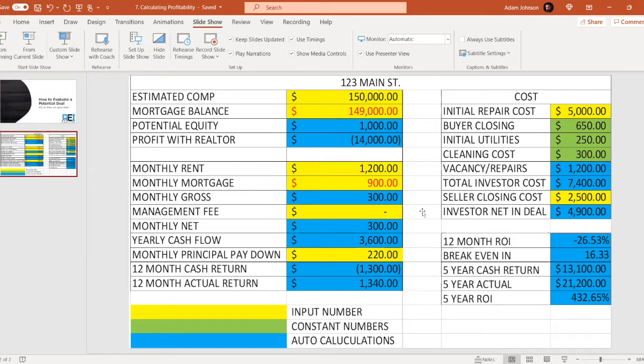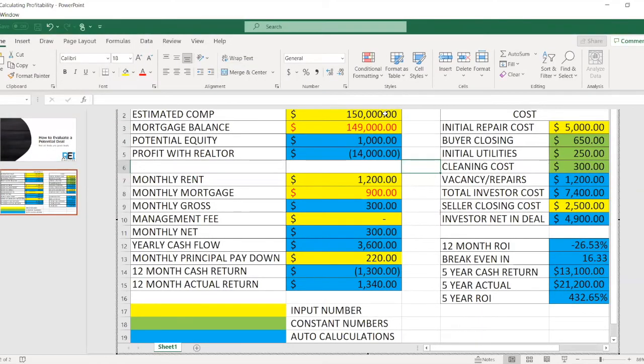So let's just try one as an example. Let's say we have 123 Main Street. That's our property address. Let's say that the property's estimated comp is, let's say, $200,000. Now, what do I mean by estimated comp? Estimated comp means what the property is worth in top dollar market value.